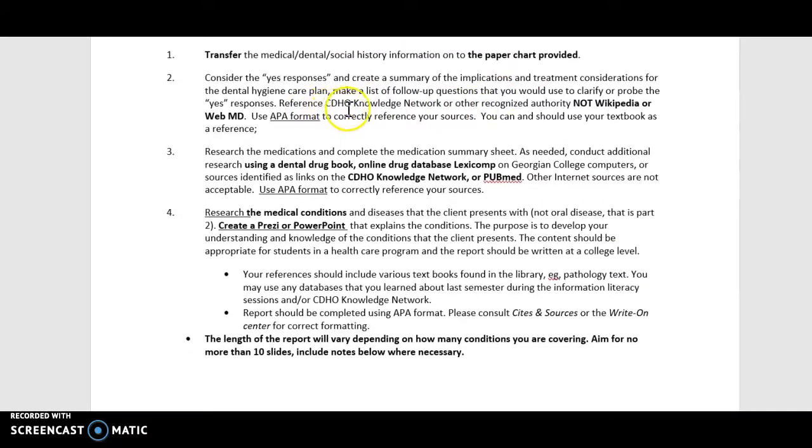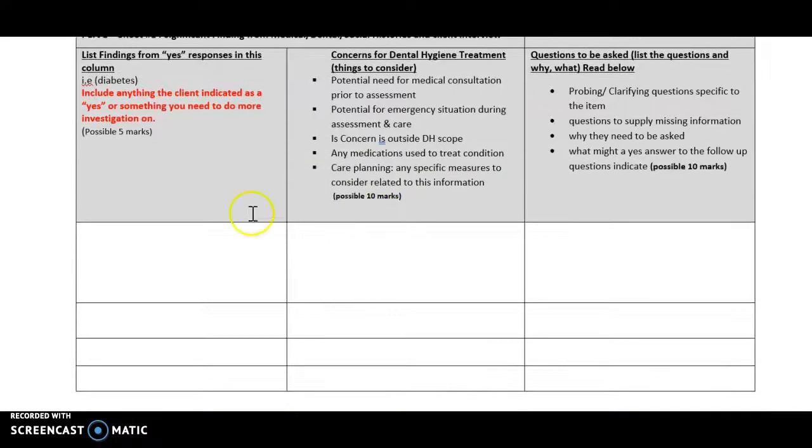You're going to look at CDHO Knowledge Network as your first place to reference, but you can use other online references as long as they're not Wikipedia or WebMD and that they're evidence-based and a recognized authority. So ODHA, CDHA, ADA, CDA, anything that's official. And you're going to then, as I said, go through those yes responses.